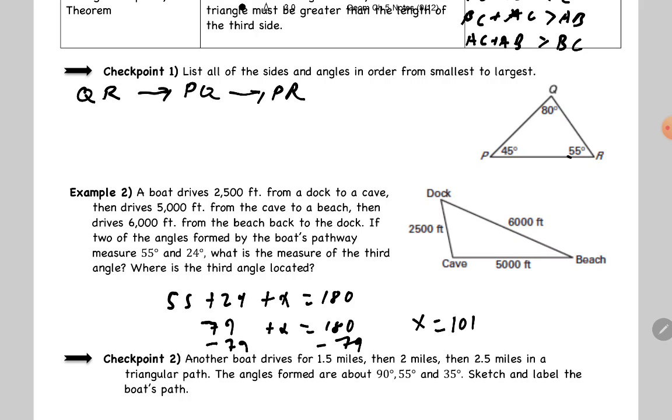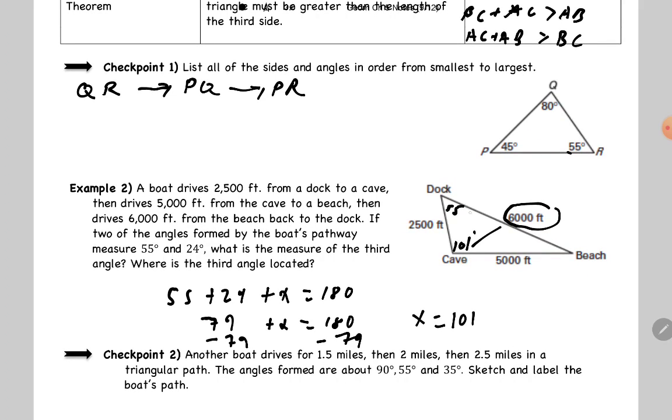That's the largest. So the largest should be here, opposite of the 6,000 feet. Because the largest angle, if you go to the opposite side, that should be the largest side. And using that logic, 55 degrees would be here, because that would be the next largest, so the 5,000 feet. And then 24 degrees is opposite of the beach location.